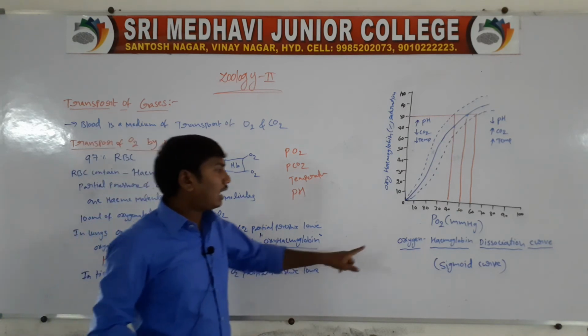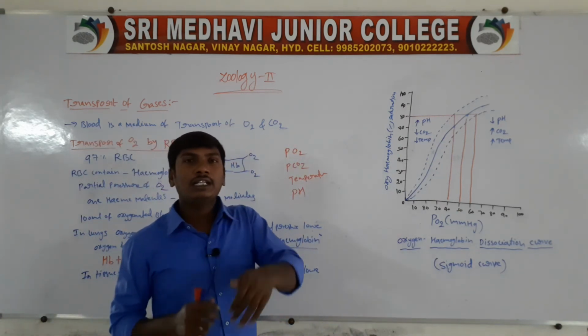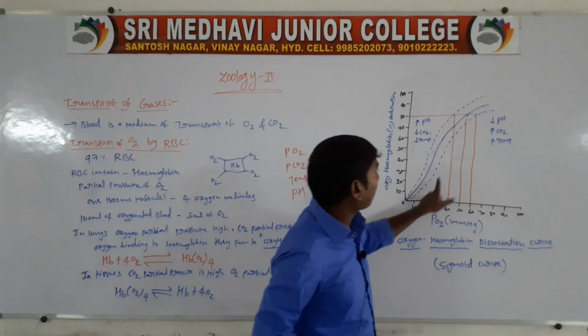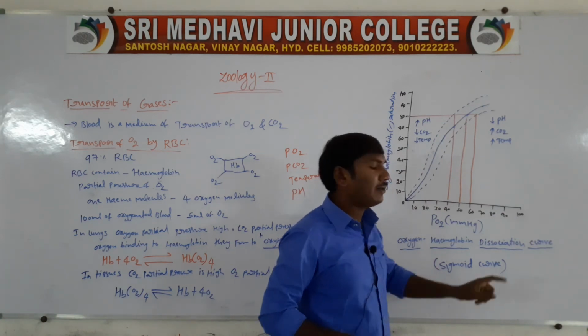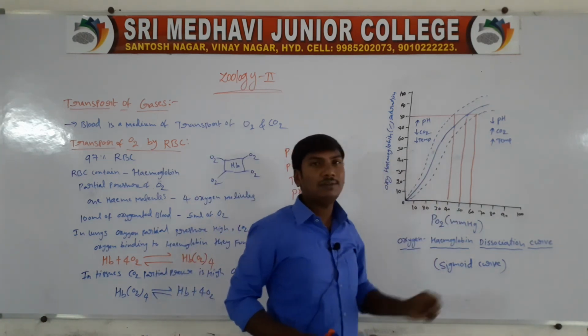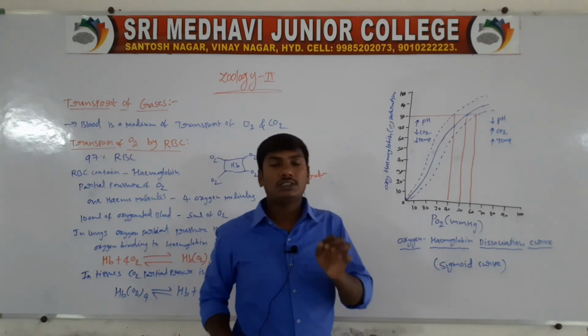Next one, the oxygen hemoglobin dissociation curve. This curve is a sigmoid curve. This shape is the sigmoid shape. This graph has a sigmoid shape, so this curve is called the sigmoid curve.